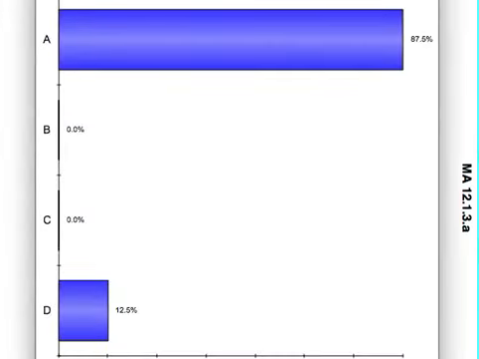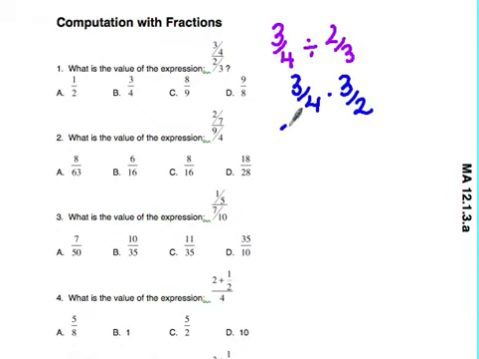All right, and the answer here is 8/63. Good job. The reason why is because you've got 2/7. Instead of dividing it by 9/4, you're going to take it times 4/9. So 8/63 should be your answer. Let's go ahead and shoot for number 3.